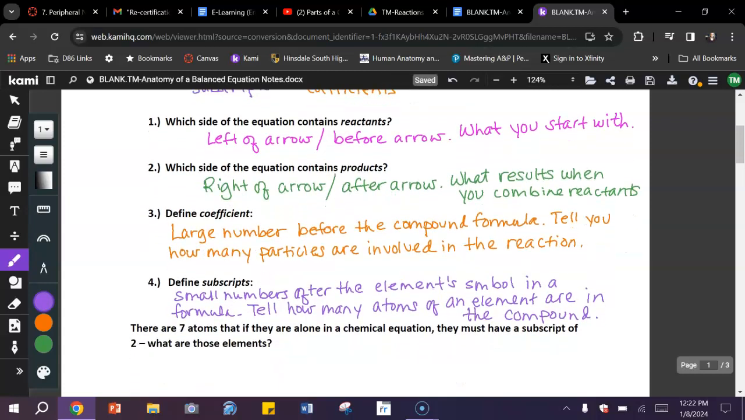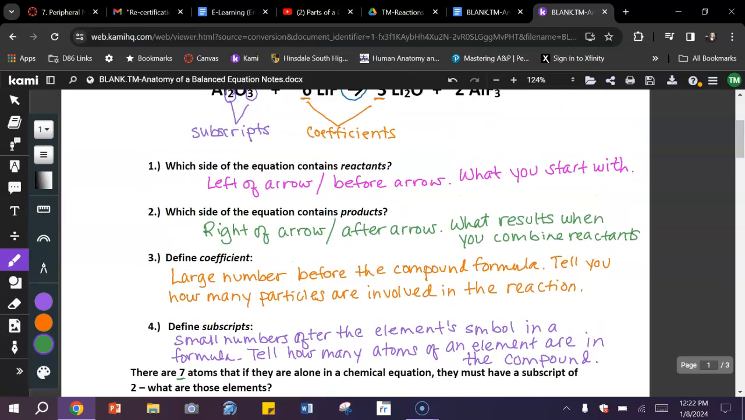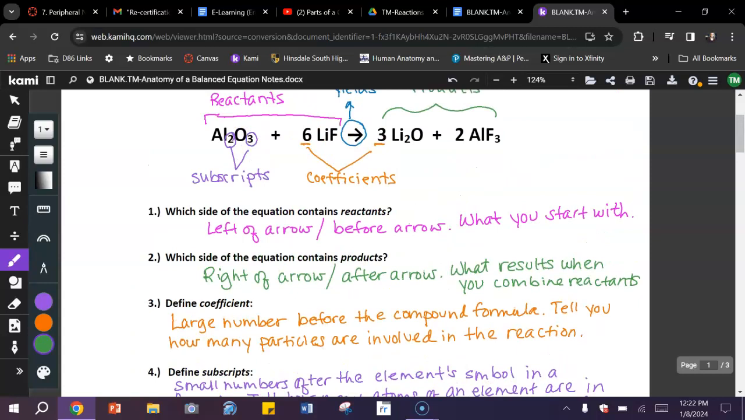Okay, now we're going to talk more about this later, but I just wanted to mention it here. There are 7 elements, I should say, that if they are alone in a chemical equation, they must have a subscript of 2. So if you notice, we have oxygen combined with aluminum, and fluorine here is combined with lithium. I'm not talking about that. What if we just have oxygen alone, not combined with any other element? Or what if we have lithium alone?